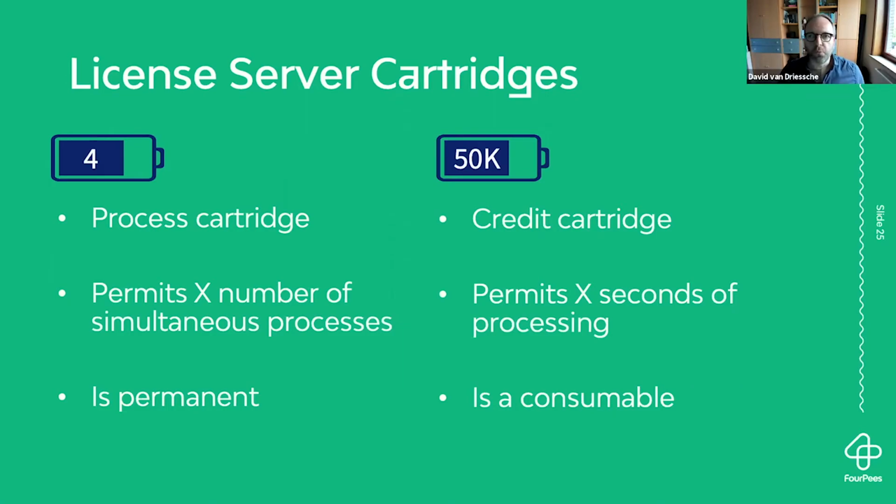You can't choose which cartridge is used, but the license server will always check first whether you have a process cartridge that can still be used. And only if there is no process cartridge available for what you ask, then it will see if there is a credit cartridge and use that. So as long as you have enough processes in the setup, the credits are not going to be used. They are only for those cases when all your parallel processes are already being used.